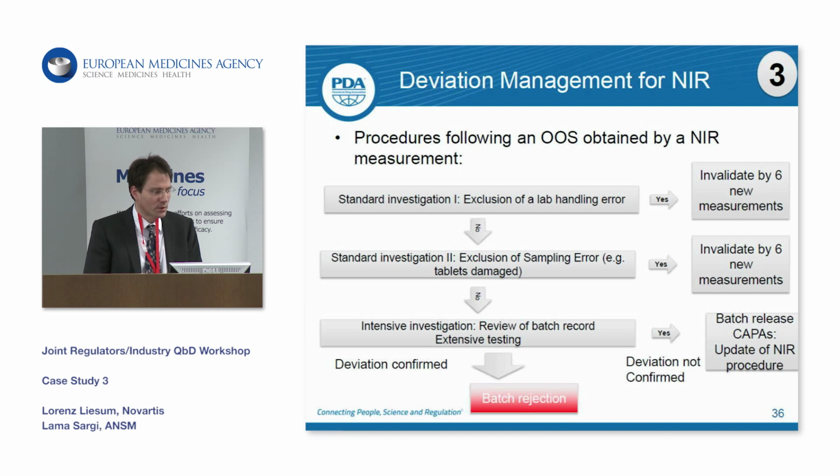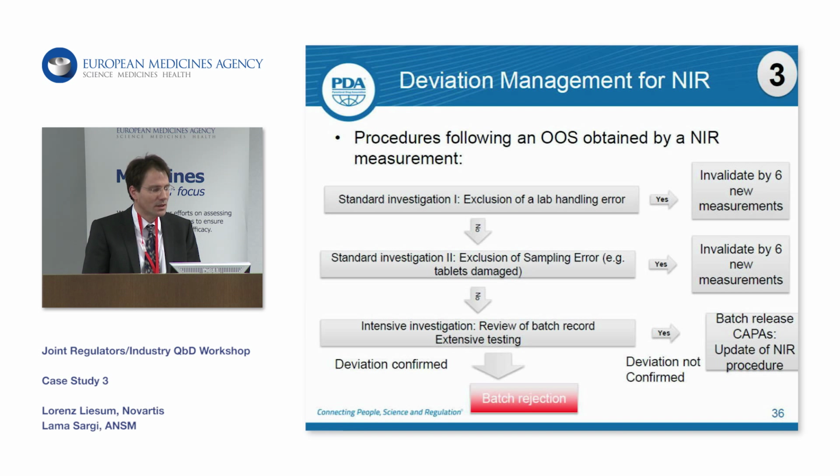We would review all the process parameters and the batch record, and as part of that, we would also instruct extensive testing on the IPC, but also on the finished product side, having all the information together so that we can actually make a final decision whether we have a false negative result from the NIR or a real deviation, a real OOS result for this specific batch. In this case, we would reject the batch.